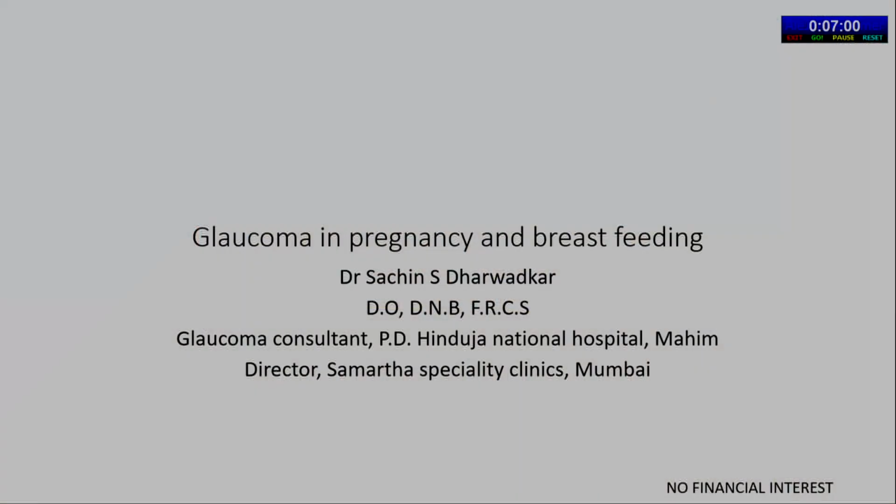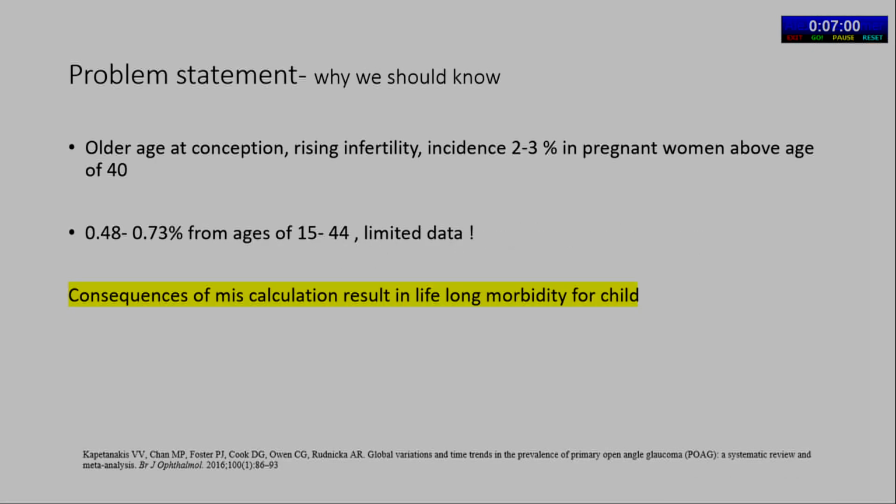So just as an extension, we'll see the drugs that we need to be careful of in this subset of population. What we need to know about this topic is that nowadays we have an older age at conception, rising infertility, and an incidence of around 2 to 3% of glaucoma in pregnant women above the age of 40. Although the percentage in ages less than that is minuscule, the consequences of a miscalculation can result in lifelong morbidity of the child, complicating the quality of life years.